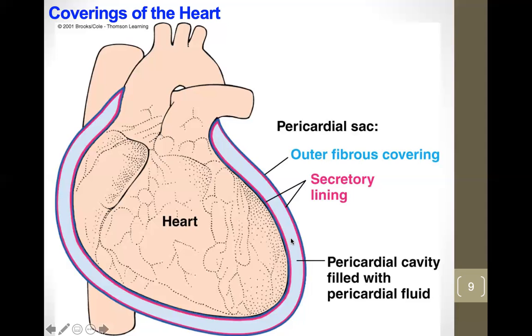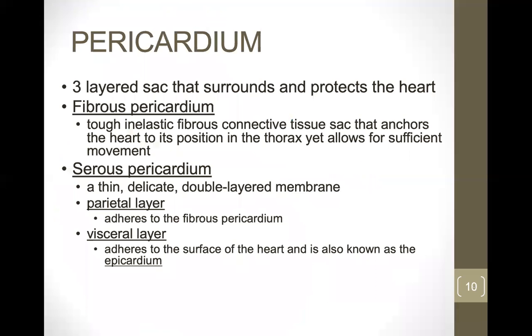Now, what's different about our heart is that it has a third layer, and that is this outer fibrous covering. That's a harder layer, and this one really helps to protect the heart, doesn't allow bacteria to be able to get into it, and this is distinctive to the heart itself compared to the other organs that we have. So all of these layers together make up what is called the pericardium. It's this three-layered sac that surrounds and protects the heart.